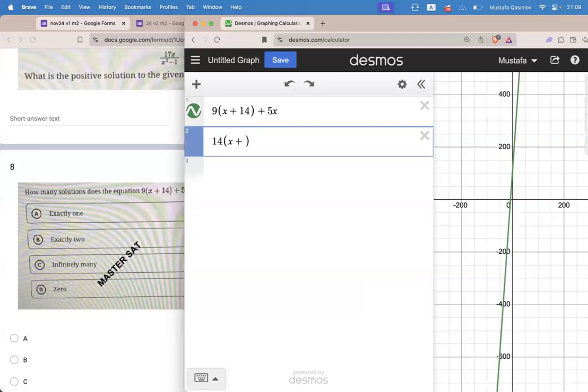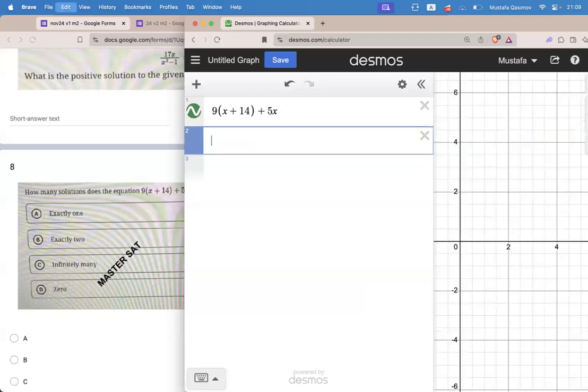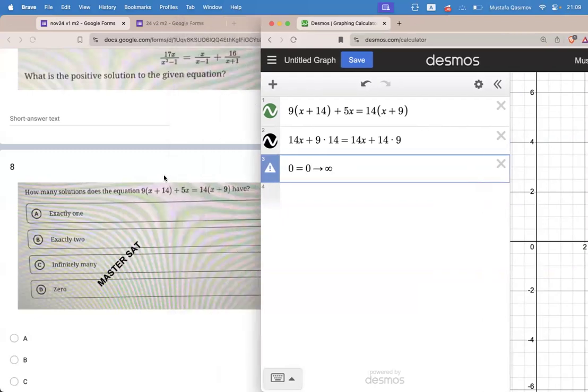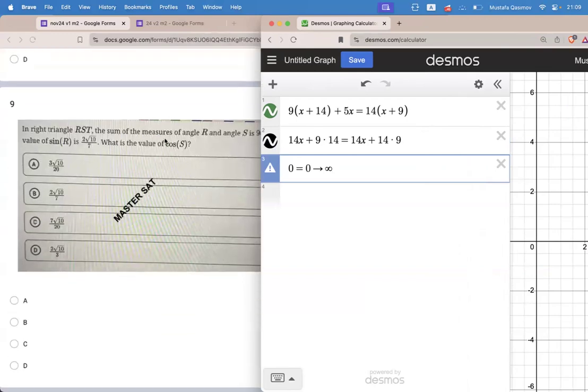Okay, and also let's look how to solve it without Desmos. It is equal to that one. Then let's open both of them. 14x plus 14 is equal to 14x plus, that is 9 multiplied by 14, 14 multiplied by 9. If you calculate it, you will get 0 is equal to 0, and it means that it's infinite number of solution. So answer is C. 9.